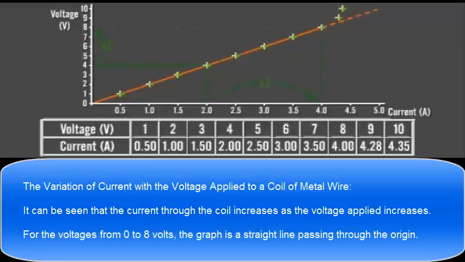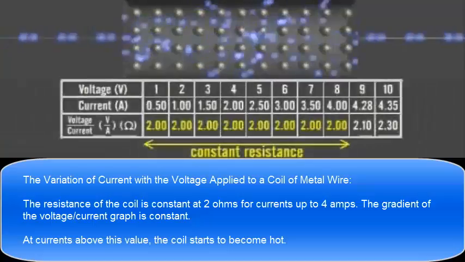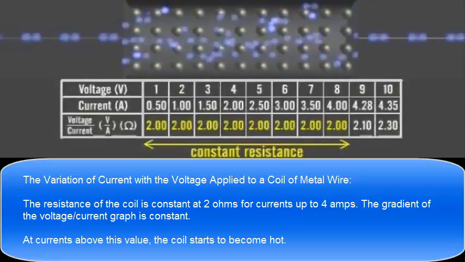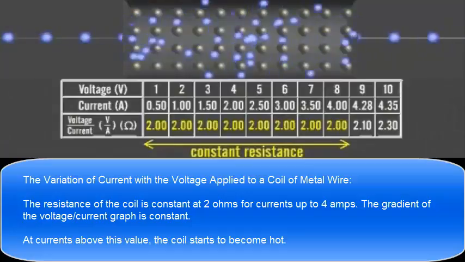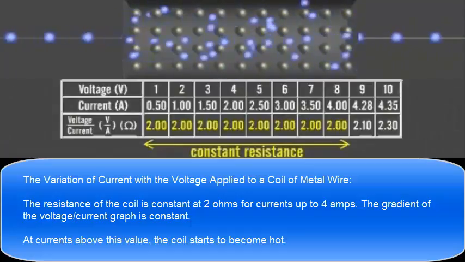It can be seen that the current through the coil increases as the voltage applied increases. For the voltages from 0 to 8 volts, the graph is a straight line passing through the origin. The resistance of the coil is constant at 2 ohms for currents up to 4 amps. The gradient of the voltage current graph is constant.